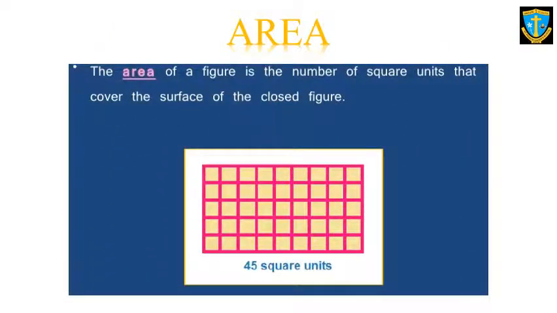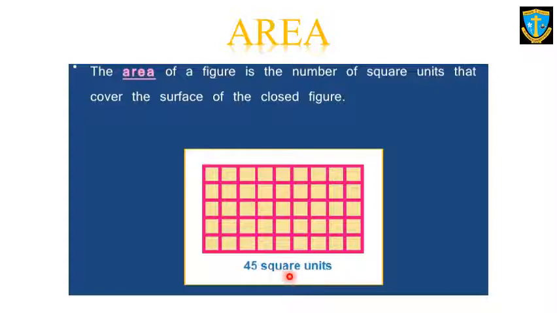What is area? Area of a figure is the number of square units that cover the surface of a closed figure. If you see here, this is a closed figure, a rectangle. If you divide this rectangle into squares, each of equal size, each is 1 centimeter by 1 centimeter, the square unit. If you count the number of squares, you will find the total area inside the boundary of the rectangle. So if you count here, there will be 45 square units.